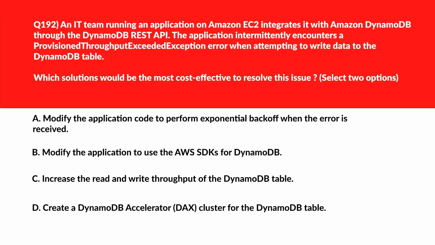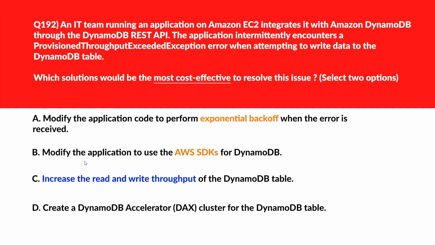Okay, let's look at this question. This is about selecting the most cost effective option. We'll first look at option A. A says modify the application code to perform exponential backoff when the error is received. Exponential backoff is cost efficient as it spaces out retry attempts, reducing the frequency of failed requests without incurring additional cost. Let's keep it and move to B.